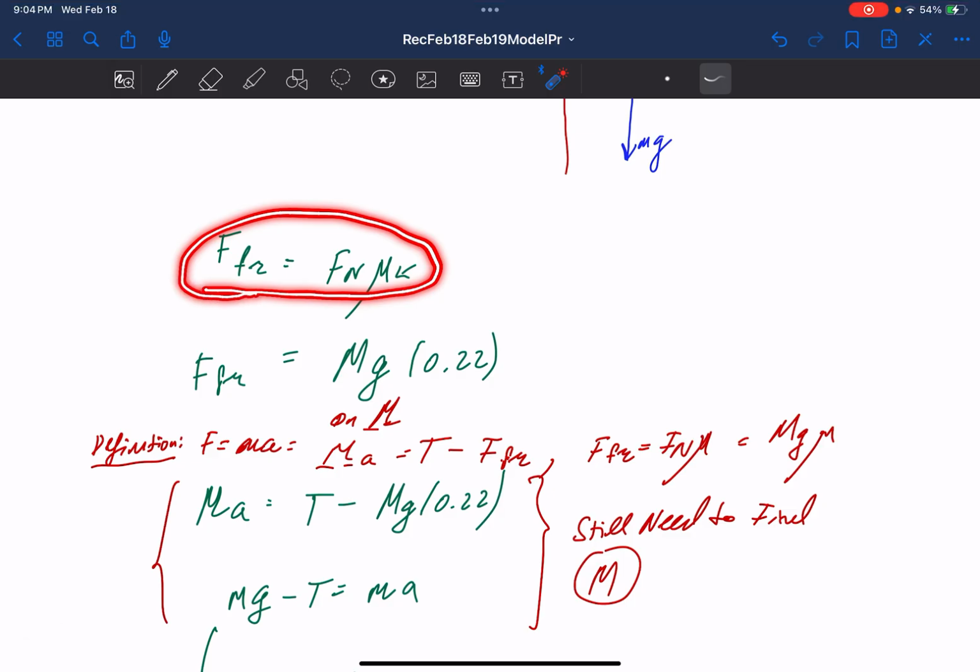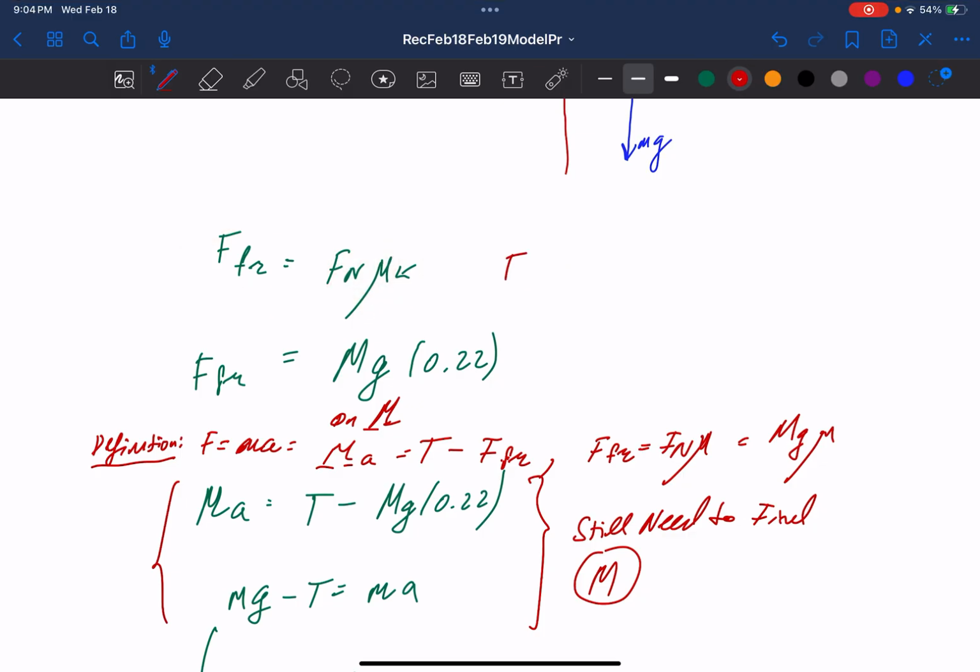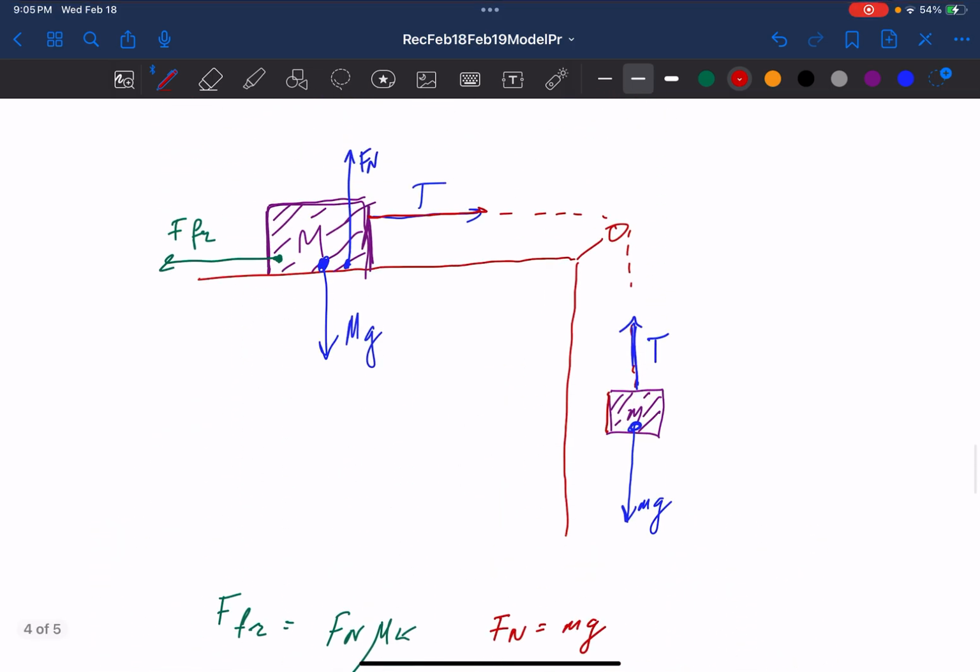So, quick introduction. Force of friction is defined as force normal times the coefficient of friction. Now, normal force is also defined as gravity acting on the object. Actually, scratch that. Normal force is equal to and opposite to gravity. So the magnitude of normal force is going to be mass times gravity in this case.